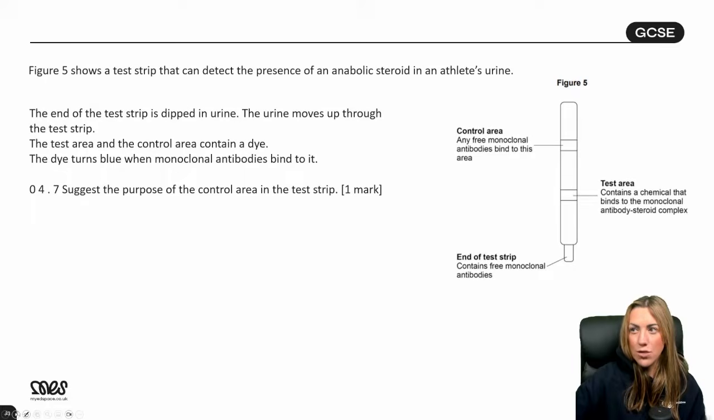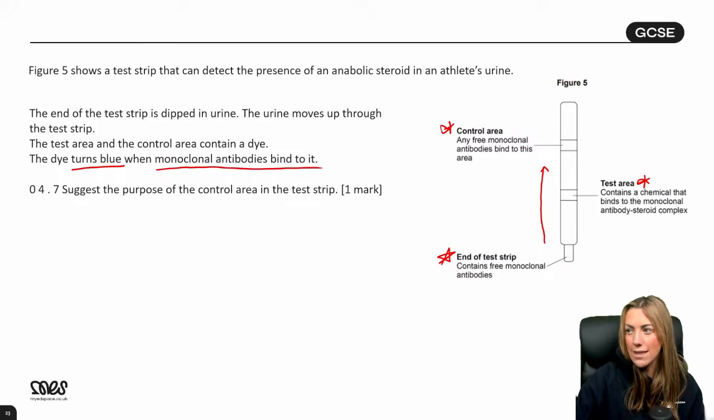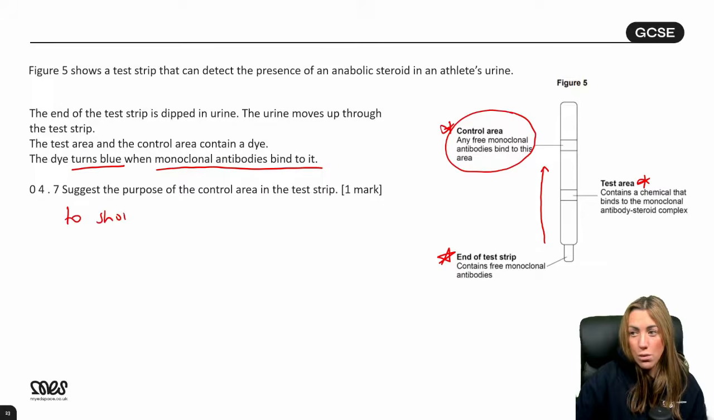Figure 5 shows a test strip that can detect the presence of the anabolic steroid in the athlete's urine. The end of the test strip, so here, is dipped in the urine. The urine will move up through the test strip. The test area and the control area both contain a dye, and the dye turns blue when monoclonal antibodies bind to it. Suggest the purpose of the control area. Now, the control area is the same as with a pregnancy test. It's there to show or to prove the test is working.